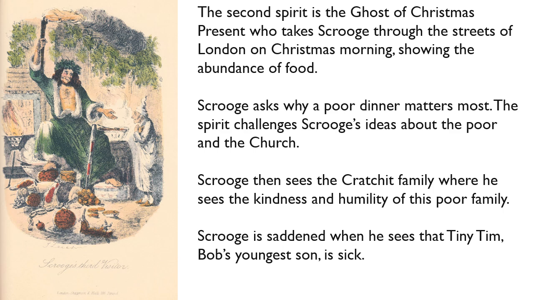Now, Dickens believed that the church, preaching their ideas that the poor were sinners, were actually missing the point of the messages of the Bible, of the New Testament. Scrooge then meets the Cratchit family, where he sees the kindness and humility they have, even though they're a poor family. And Scrooge is saddened when he sees that Tiny Tim, Bob's youngest son, is sick and starts to realise he's responsible for this family.